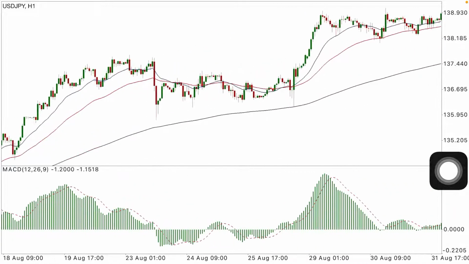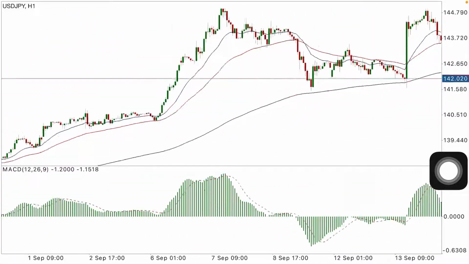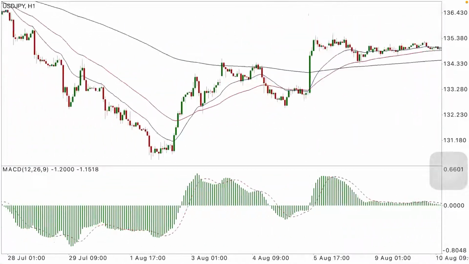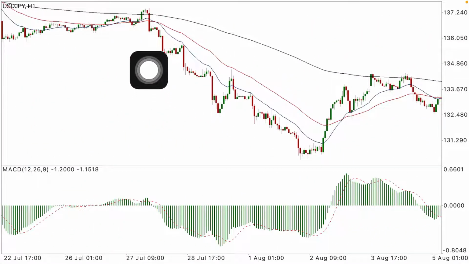Now if the price is below, like in this case, if the candlesticks are below the 3 EMAs, you are looking for sell trades.